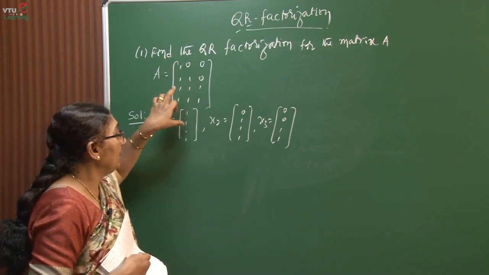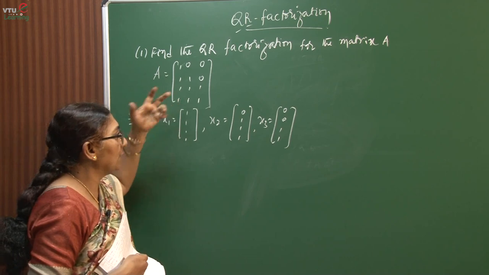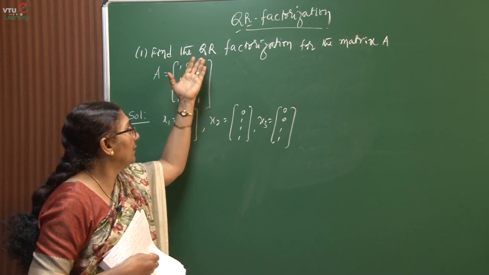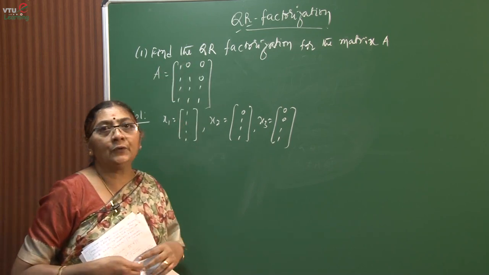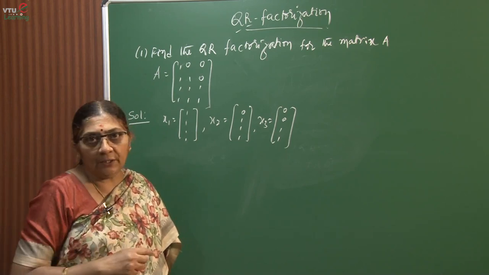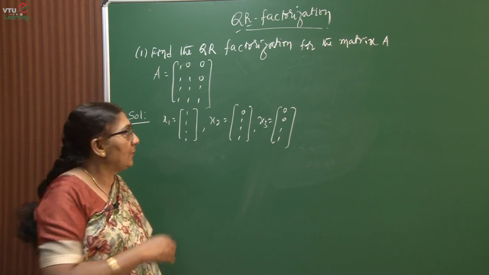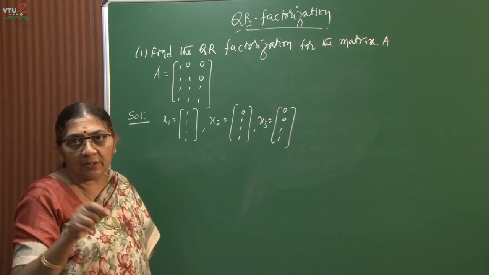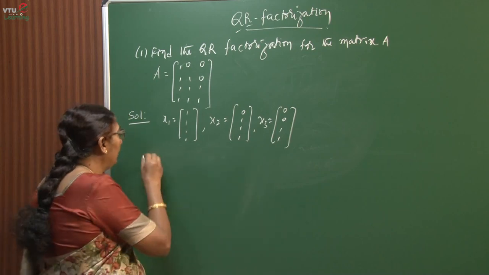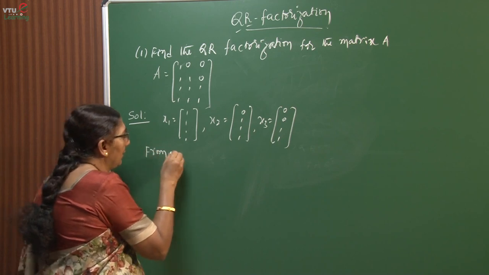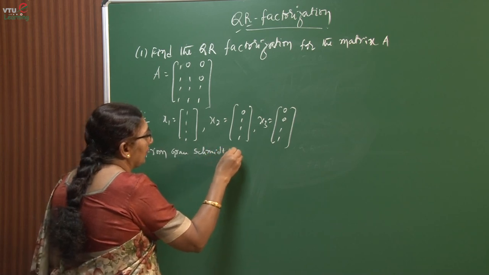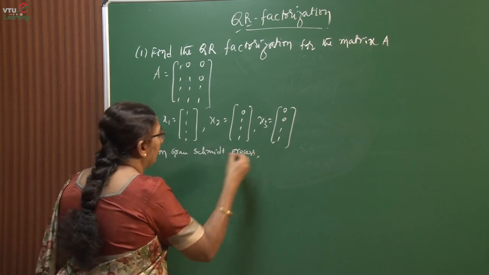Based on the columns of the given matrix, you have to find a normalized orthogonal set of vectors that forms Q. Therefore, I have to find an orthonormal set of non-zero vectors. You already know how to find it, I explained in the previous class. Each of the columns is one of the vectors. These vectors are not orthogonal. First, you have to convert them into orthogonal ones by using what? The Gram-Schmidt process. You must mention the name of the process.